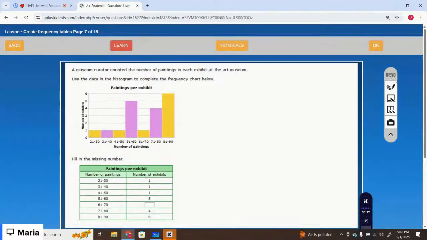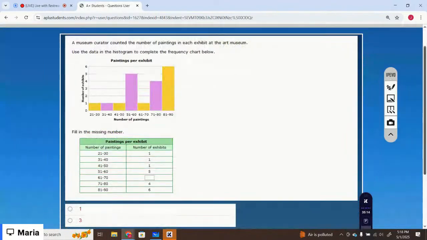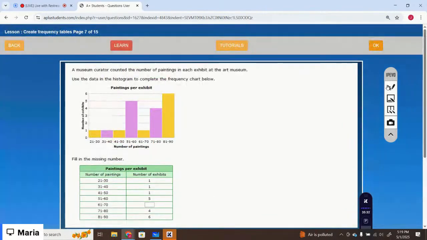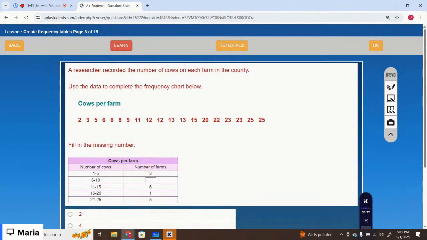A museum curator counted the number of paintings in each exhibit at the art museum. Fill in the missing number. 61 to 70. That is one. Option number one is the correct option. Okay, you can complete the lesson by yourself here today. Let me just move on to the next lesson.